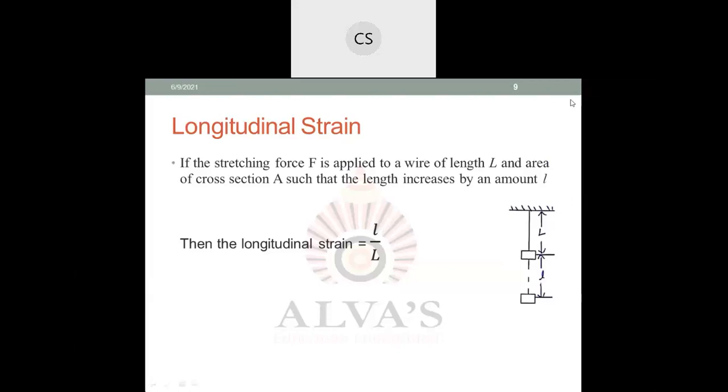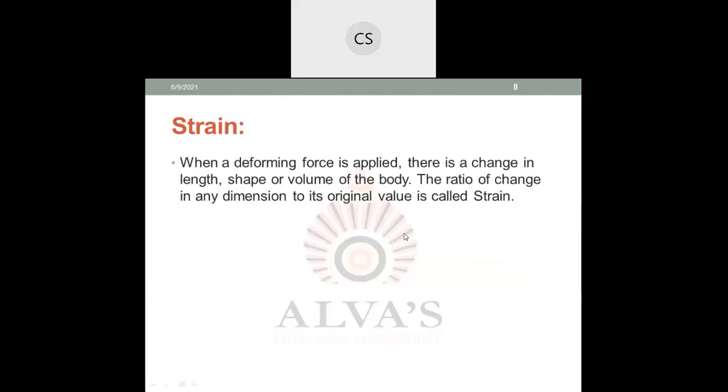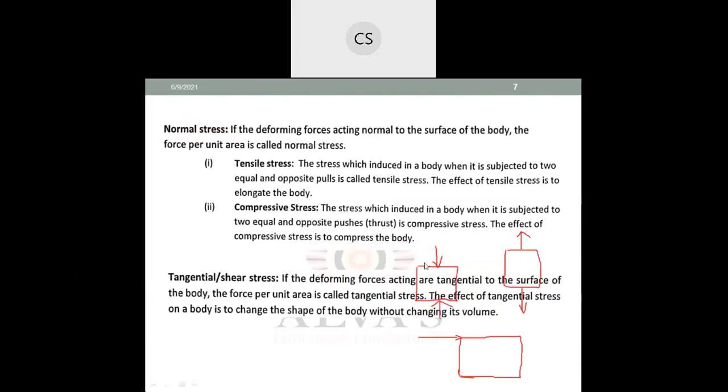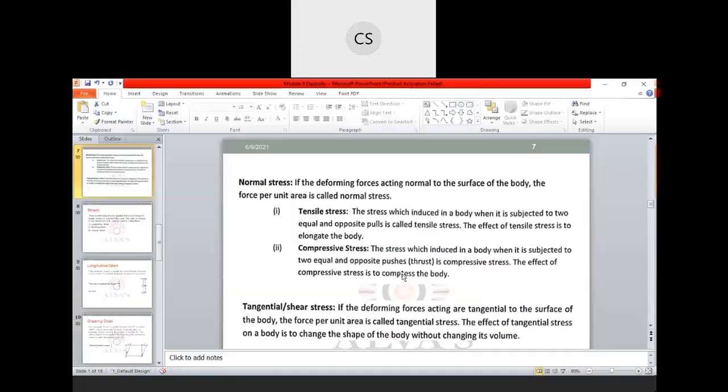Okay, okay. And explain tangential stress. Okay, fine. Let us do that. Okay. Okay, I'll go back. All right, I'll go back. Okay. All right.